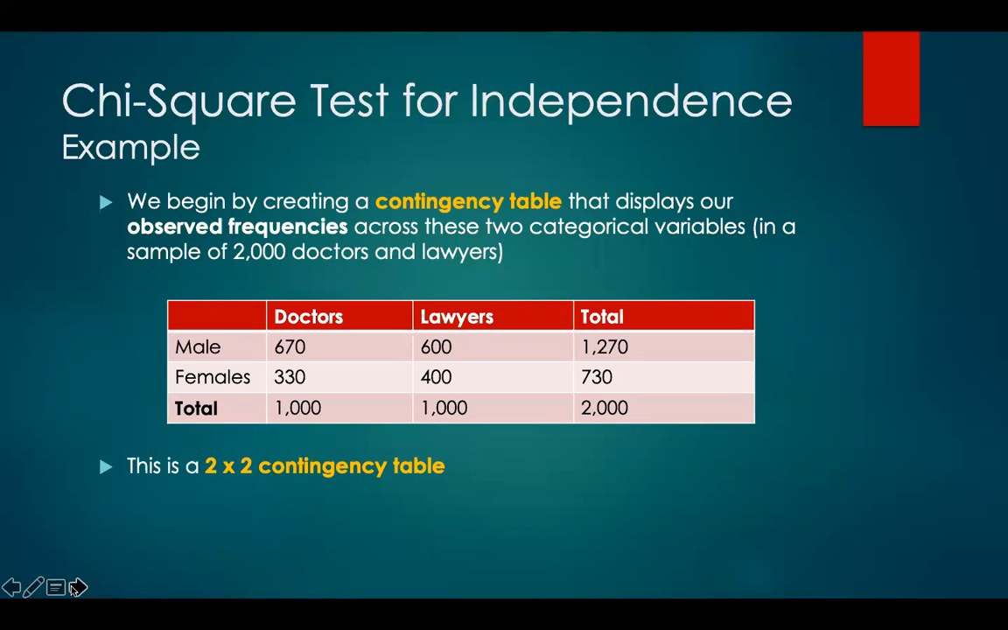So we begin by creating a contingency table that displays our observed frequencies across these two categorical variables in a sample of 2,000 doctors and lawyers. So this is a 2x2 contingency table. We have 670 male doctors, 600 male lawyers, 330 female doctors, 400 female lawyers.